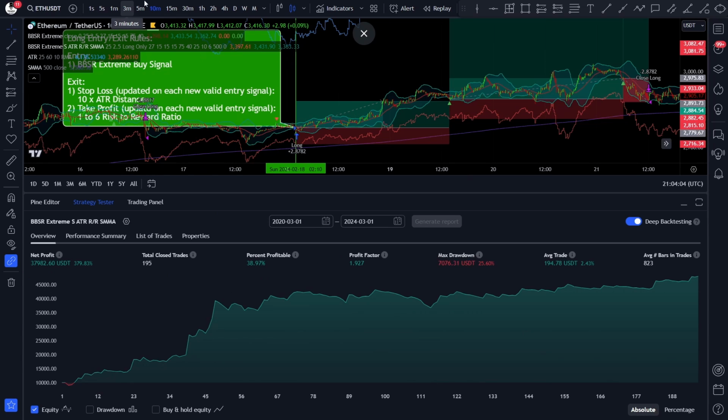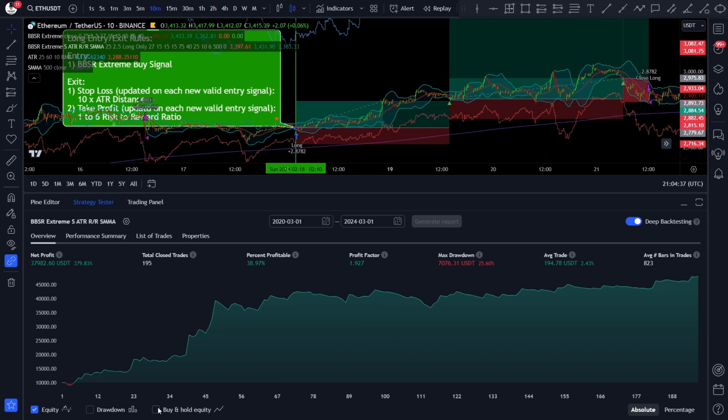For the ETH USDT 10-minute chart, during the last 4 years, this script generated 195 trades, which resulted in 380% net profit with a 39% win rate, a 1.9 profit factor, and a 25% maximum drawdown.